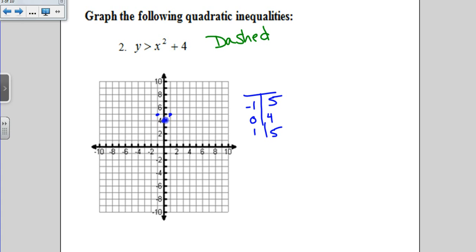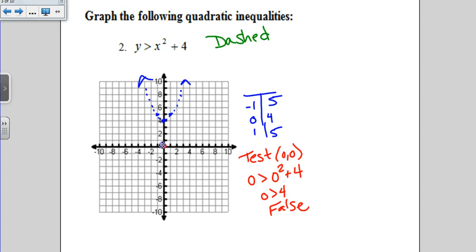So remember, we said this curve was supposed to be a dashed line, so make sure when you draw in your parabola, you've got a dashed line. And now I'm going to test a point. This time, I'm going to test the point 0, 0, which is obviously outside of my inequality. So I'm going to go ahead and plug in a 0 for the x and a 0 for the y. 0 greater than 0 squared plus 4. So the question is 0 greater than 4? And no, that is not true. That is false. Which means that 0, 0 is not part of the solution, so that means the other region inside the parabola would be the solution. So you're going to shade inside of the parabola.